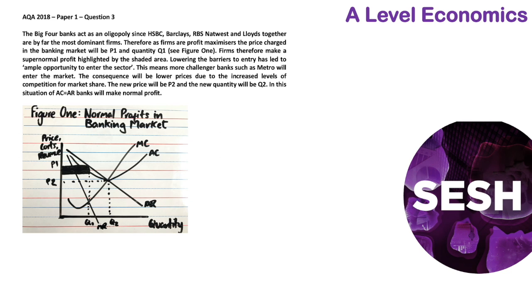Lowering the barriers to entry has led to ample opportunity to enter the sector. So we've used the bit above the question here, that bit in that extract now. This means more challenger banks in context, such as Metro, will enter the market. The consequence will be lower prices due to the increased levels of competition for market share. The new price will be P2 and the new quantity will be Q2. In this situation of AC equals AR, banks will make normal profit. So the last sentence has curled back to the question to keep it on that narrow focus, that narrow path.